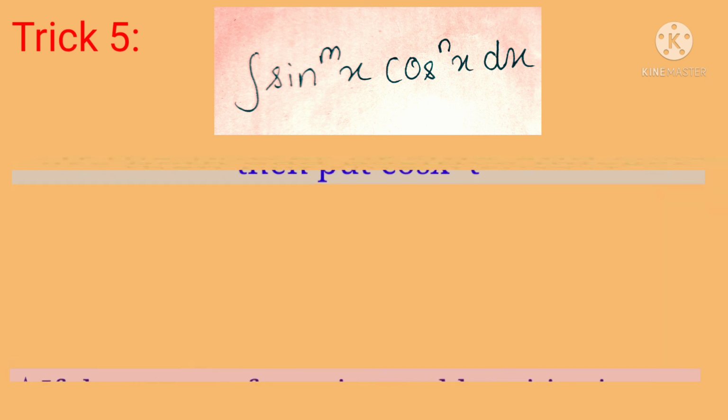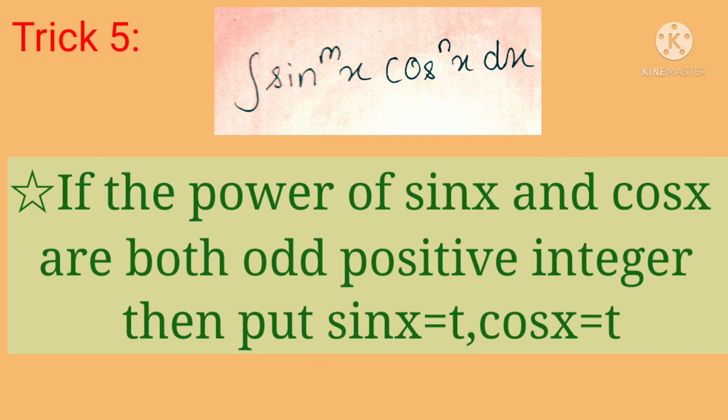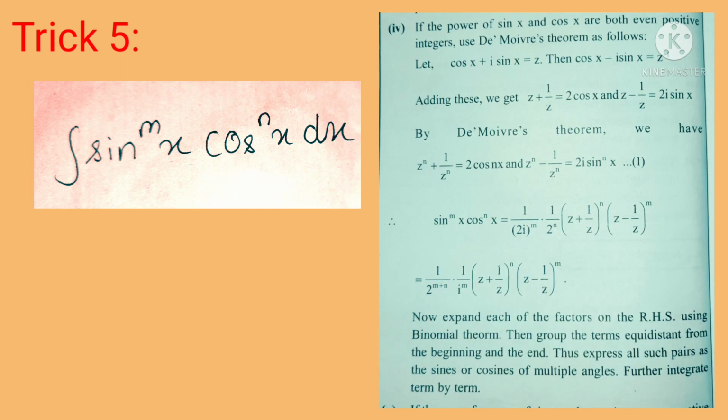Now the third condition is if the powers of sin x and cos x are both odd positive integers, then we need to put sin x equal to t, and even cos x equal to t. Now the fourth condition: if the powers of sin x and cos x are both even positive integers, then we need to use De Moivre's theorem. I have specifically mentioned the condition on the right hand side.